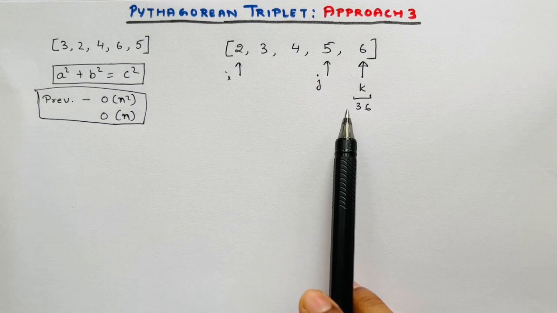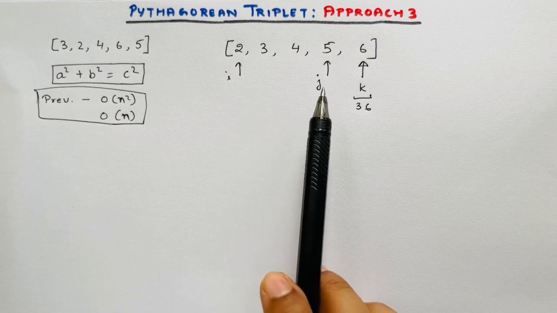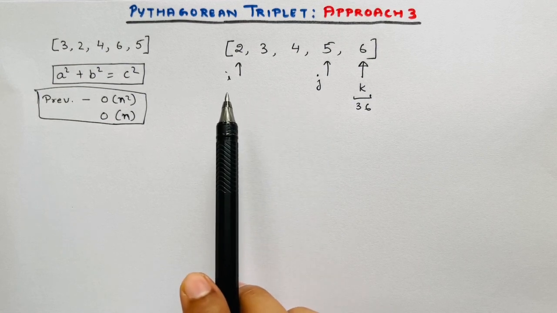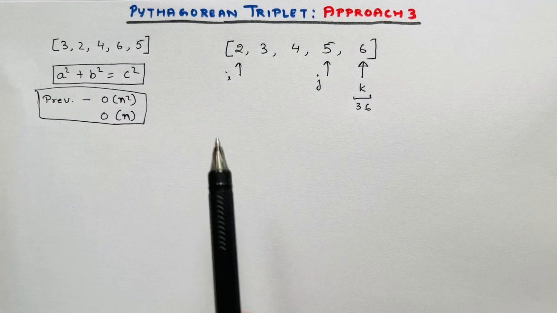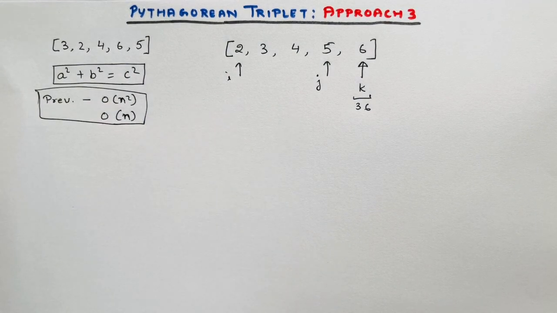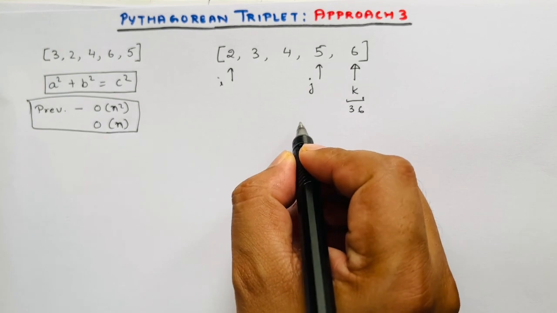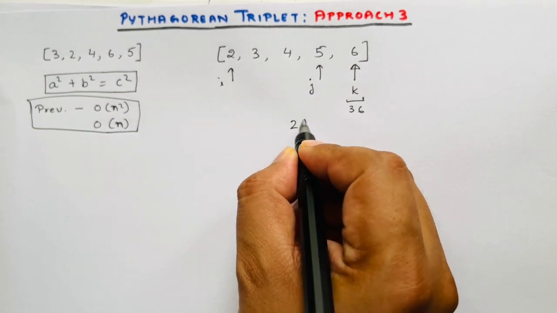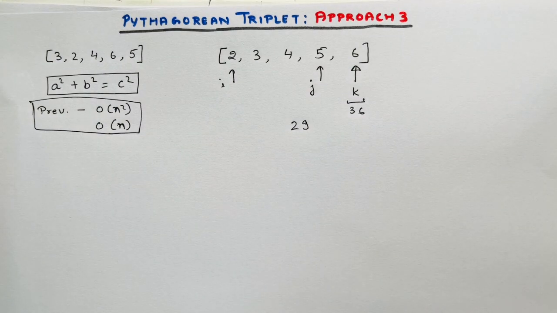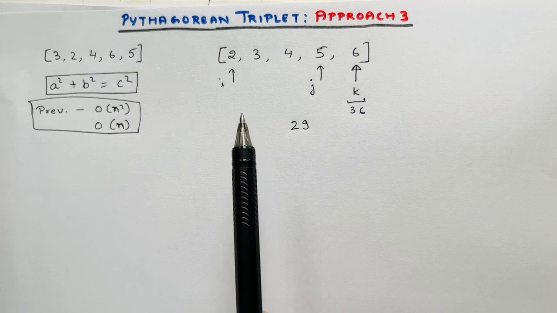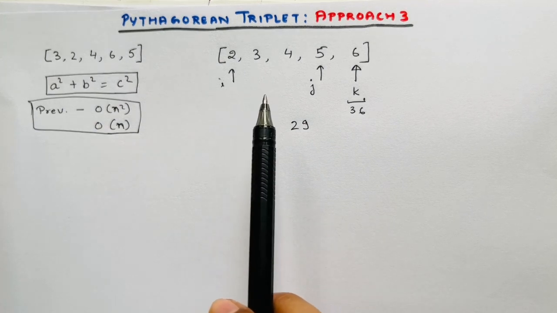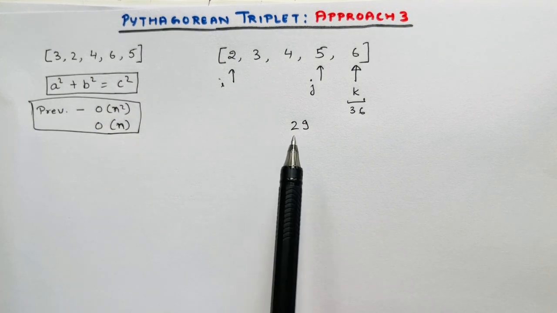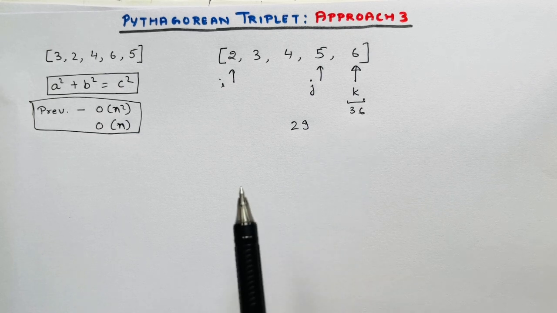So with this C, we start with the two extremes of the remaining array. Let us say our candidate A and B are 2 and 5. Now, what will be the A square plus B square? It is 4 plus 25, which is 29. Now 29 is less than 36. So do we know which pointer we should progress? We should obviously progress I, because we have to increment this value to reach 36.